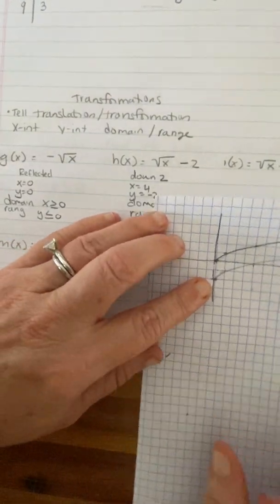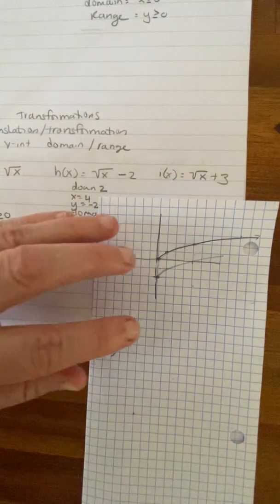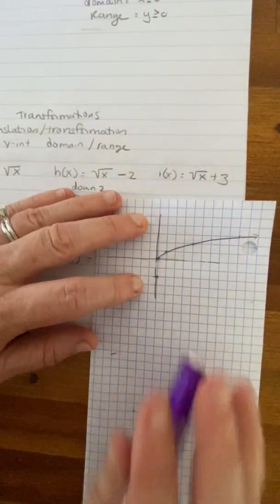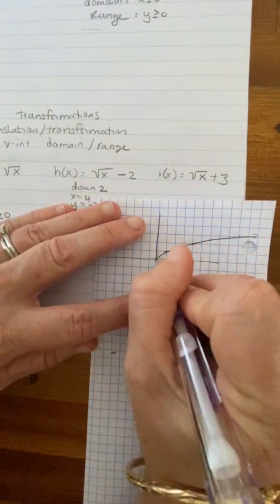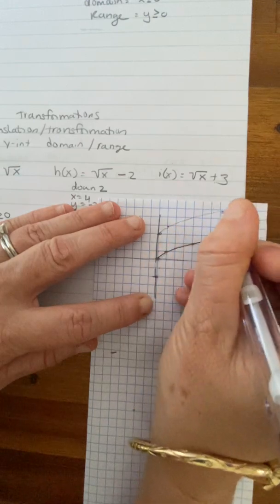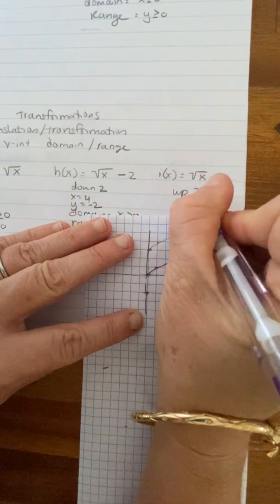Okay, so to do the next one, once again, I just like to go back to my parent function instead of having to regraph this again. So I'm going to erase that, and I'm going to say, well, what does this do to my parent function? This shifts it up 3. All right, 1, 2, 3. So my picture is going to look something like that. Once again, what happened? It went up 3.